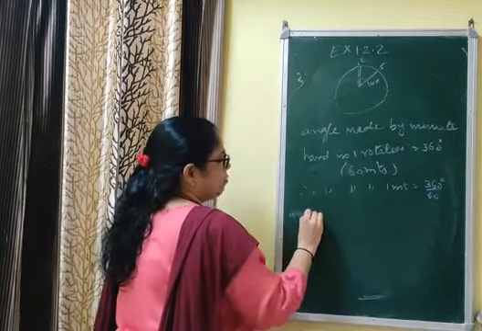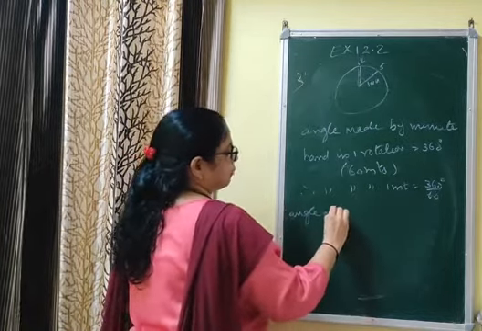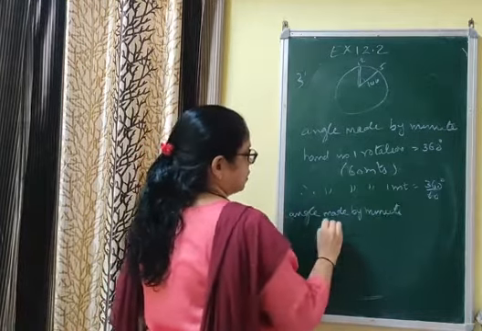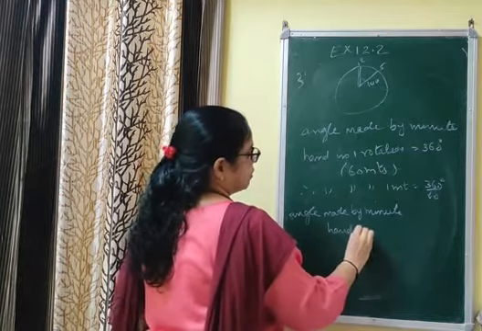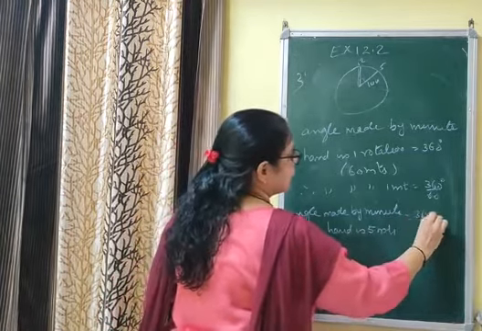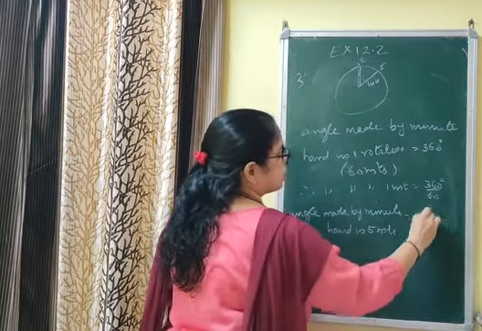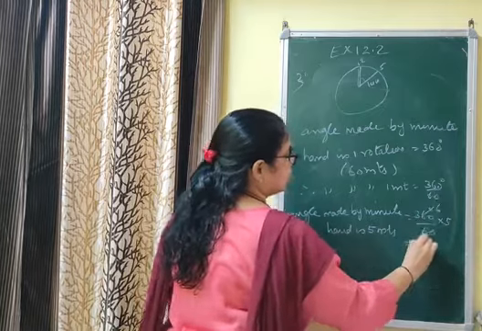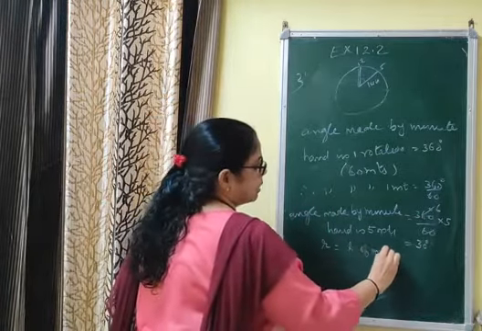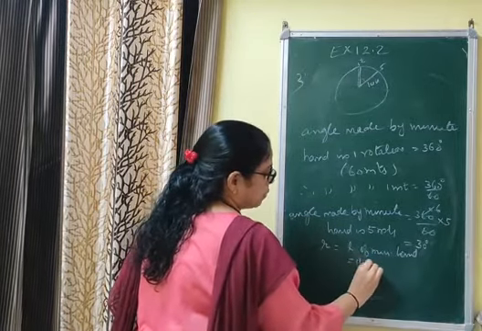Therefore, angle made by minute hand in 5 minutes is equal to 360 by 60 degree into 5. That is getting cancelled 6 times, 30 degree. Now radius is equal to length of minute hand, that is equal to 14 centimeter.